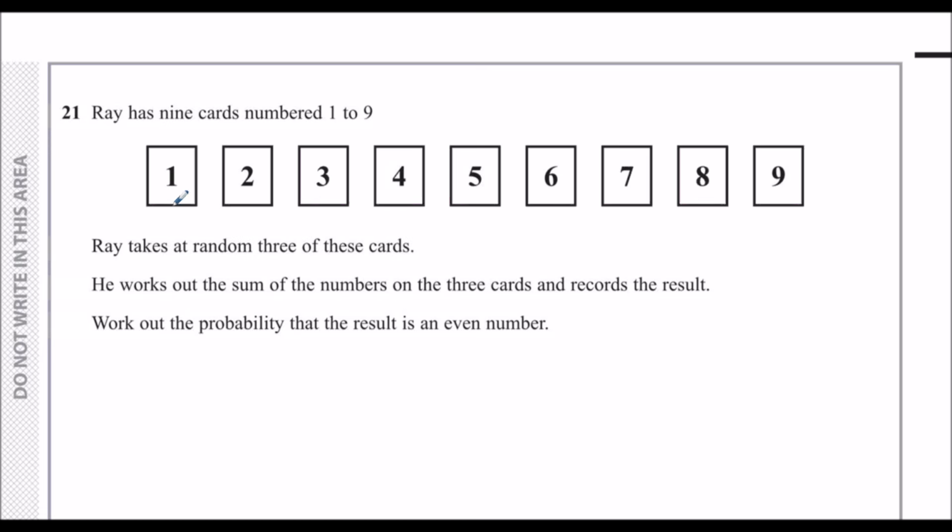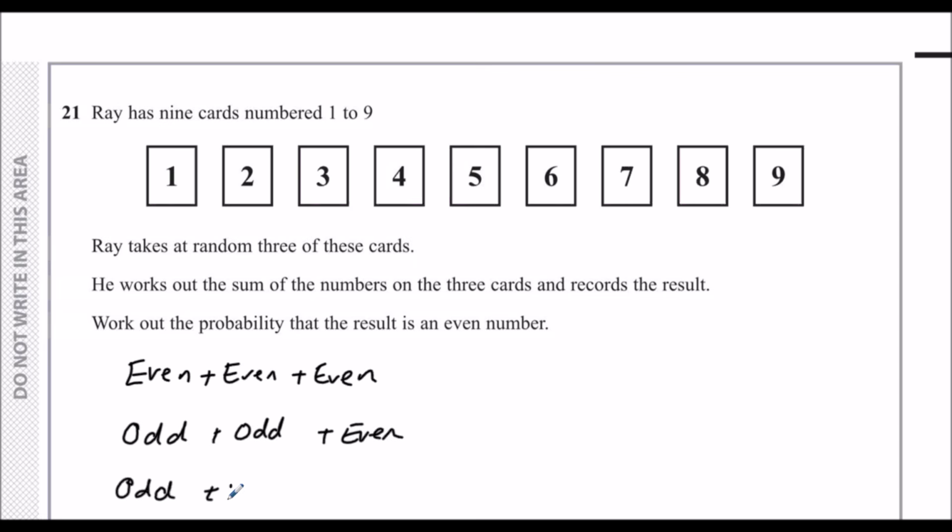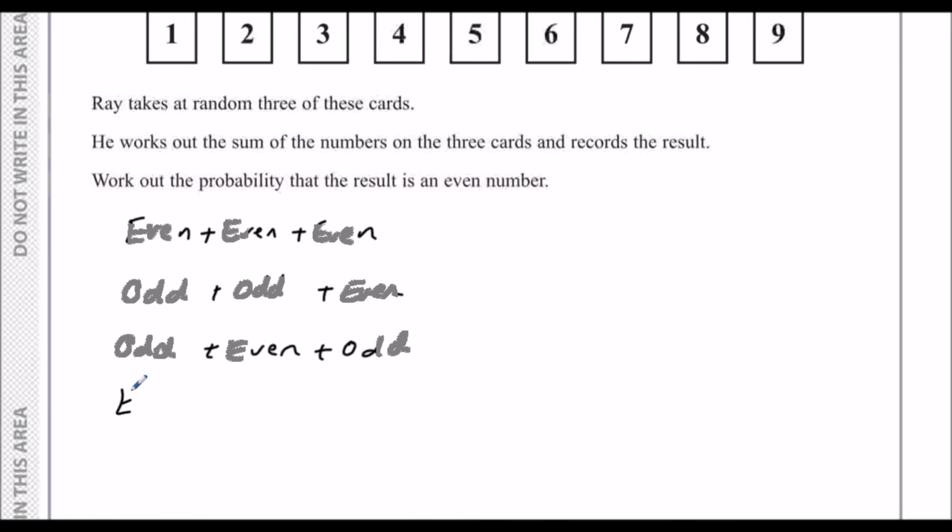So how can he get an even number? He can get an even by doing 3 evens. Even plus even plus even. But he could also get it by doing 2 odds and an even. So we could do odd, odd, even, or odd, then even, then odd again. So even, then odd, then odd. They're the only ways we can get an even sum.